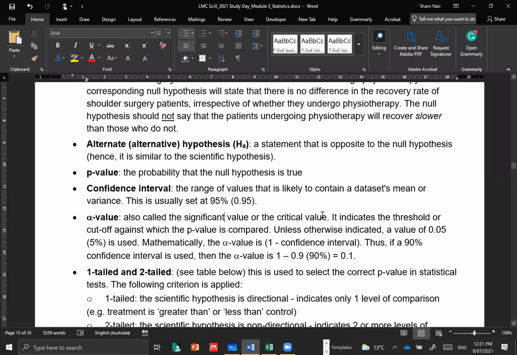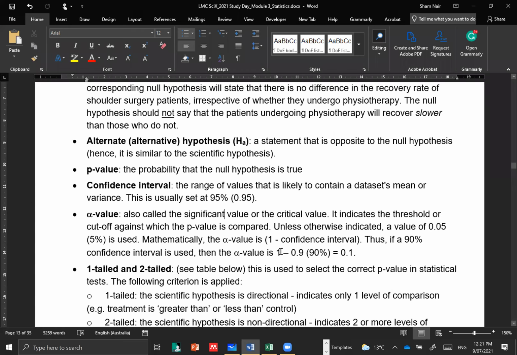So the critical value is 1 minus whatever your confidence interval is. If the confidence interval is 95%, 0.95, then the alpha value is 1 minus 0.95, which is 0.05. We often use this number. This is like the golden number in statistics. We often use this as our cutoff.